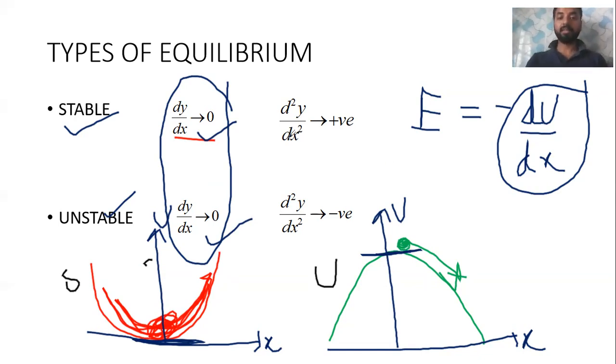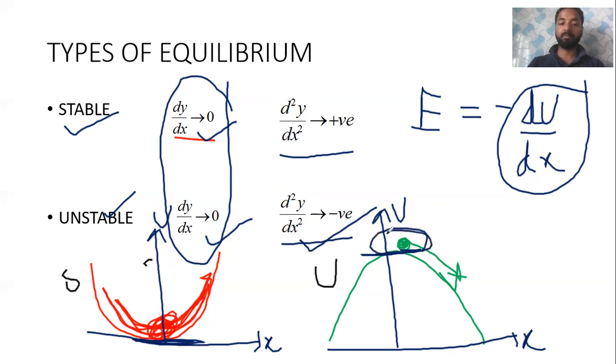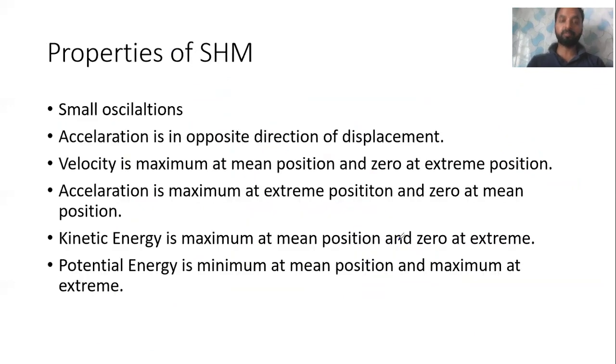Next, d2U by dx2 must be positive for stable equilibrium and d2U by dx2 must be negative for unstable equilibrium. How? In your mathematics, you have studied maxima and minima, right? What is the maxima condition? The double differentiation must be negative. So that is your maxima point, and double differentiation must be positive for a minima point. See here, the object is at a minimum position in this case, and in this case, the object is at a maximum position. I hope you have understood this concept.